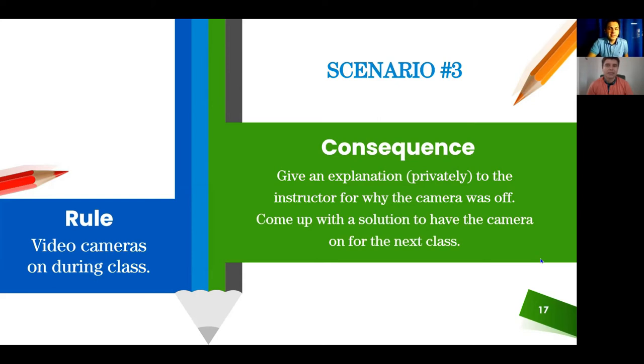And sometimes the students have the camera on, but they have something in front, or they are not showing their faces, or they are just out of the range of the teacher. So maybe they are doing something else. We don't know. So that's something that we should state with these rules too.